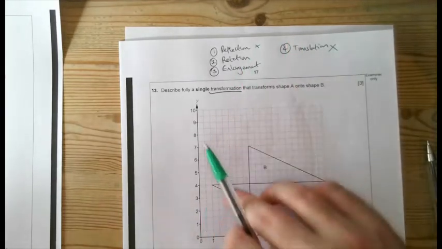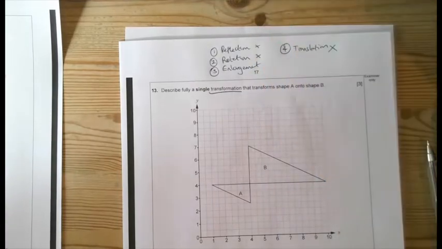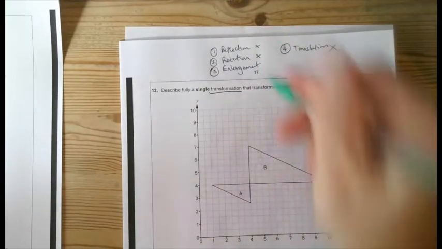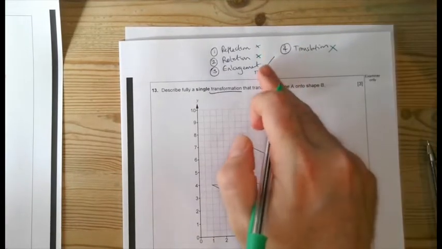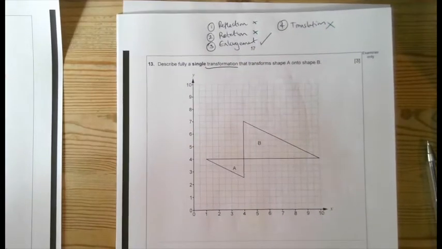Rotation, does it look like it's been spun around? Well, yeah, it does look like it's been spun around, but it's got bigger, so it can't be a rotation. The fact that I keep on saying it's got bigger tells me that it must be enlargement. This could get something smaller, for instance, if I made something half as big, then it would be smaller, wouldn't it?